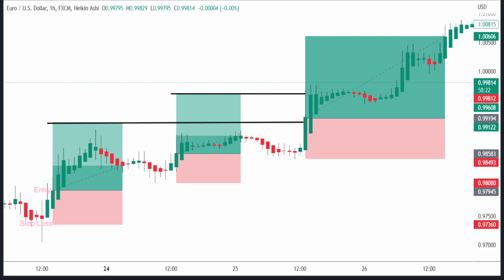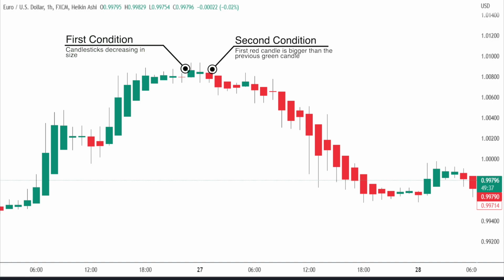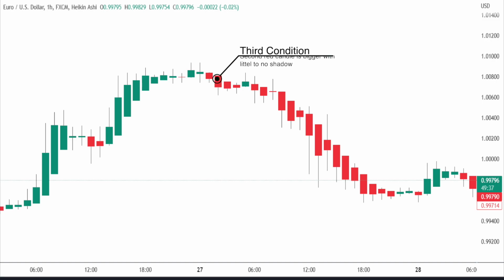Let me show you another trade opportunity. You can see in the chart that it provides multiple entries on a trending market. Now for taking a short position, you just have to do the reverse. First, look for candlesticks that are decreasing in size. Next, the red candle should appear with a larger body. Lastly, the next red candle should be longer with little to no shadow.